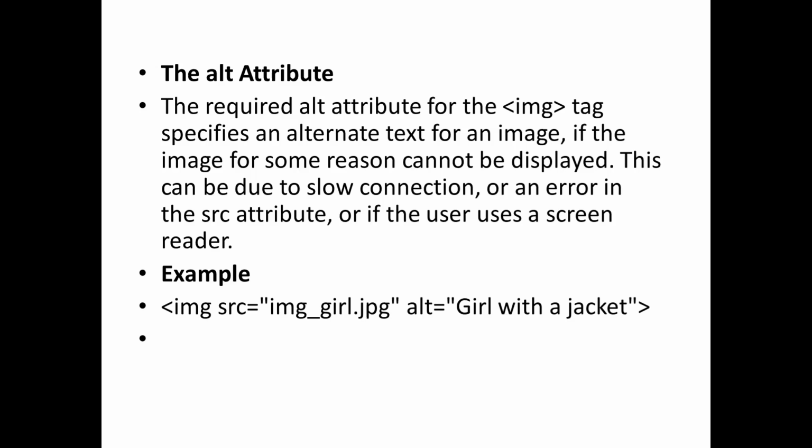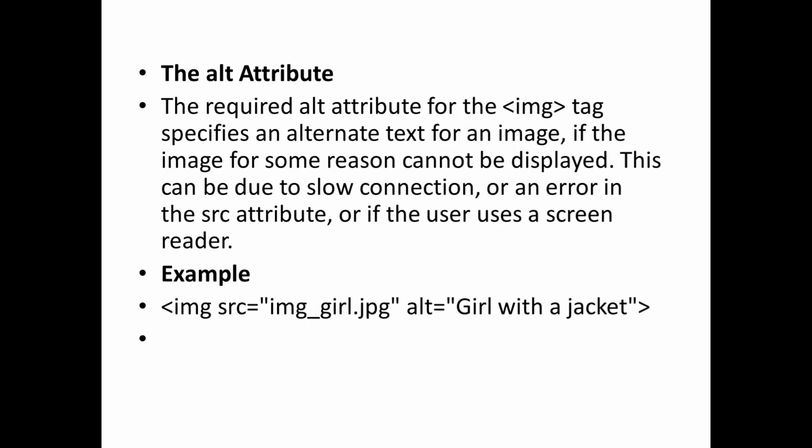And one more attribute is there in the image tag called alt. For example, if this image_girl.jpg image is not there in my system, alternatively in that box, text will be displayed like "a girl with a jacket". So an empty box will be provided with text if there is no image. Whatever source I am giving, if this source image is not in the system, then instead of the image, the text will be displayed, like "girl with a jacket". For that, we use the alt attribute in the image tag.